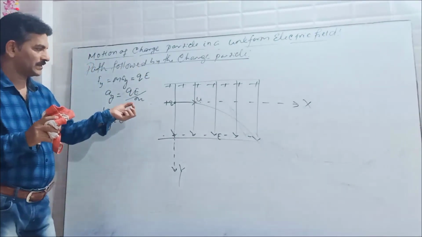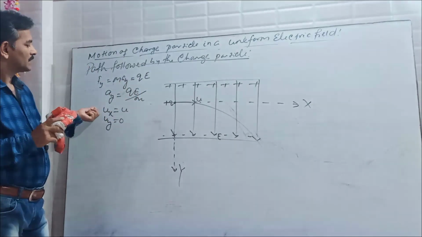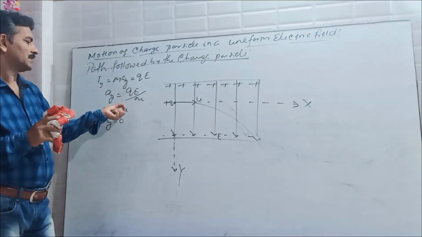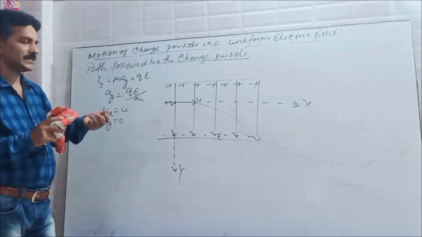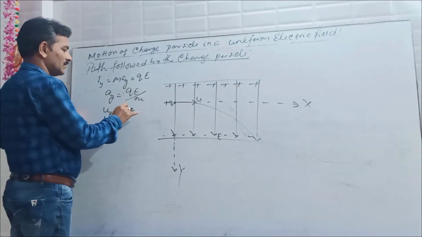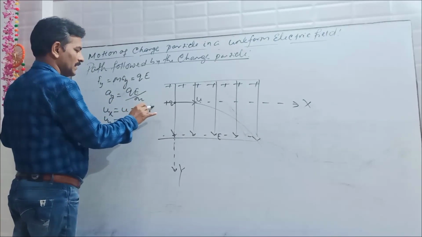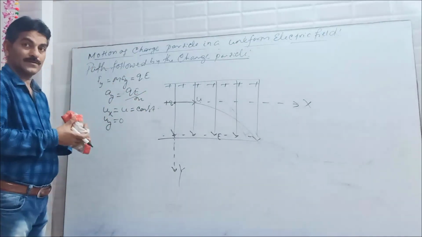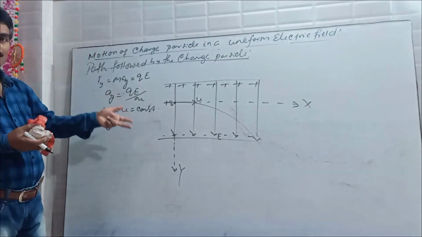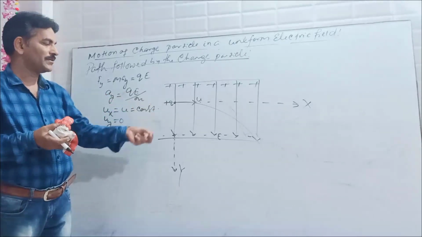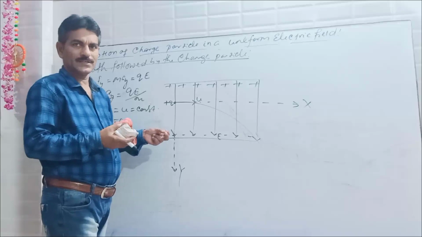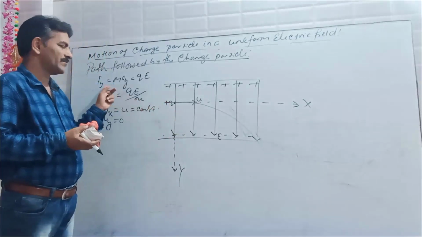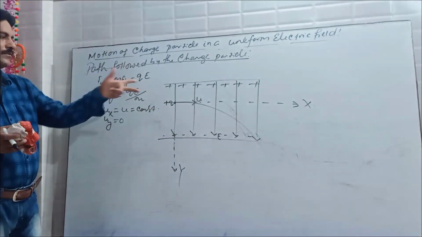The charge particle is projected horizontally, so the complete velocity is along the x direction, which is constant throughout the motion. In the concept of projectile motion, one component remains constant, another component is variable. Here you neglect the gravitational force. Since the gravitational force is the weakest one in comparison to the electric force, you neglect gravitational force here.